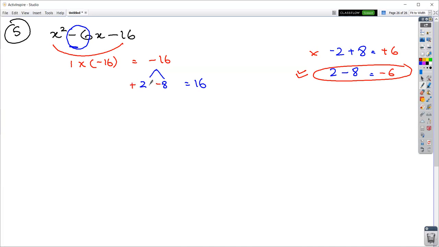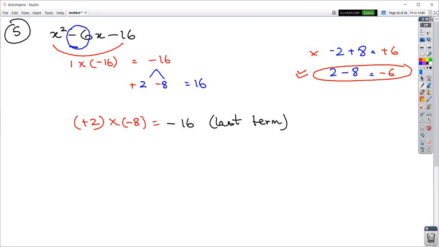When you multiply them together, you would get minus 16. And when you add them together, you will get the middle term, which is minus 6. We're going to check with these numbers now. So when I multiply these two numbers, plus 2 times minus 8, we should get the last term. Positive and negative makes a negative here. 2 times 8 is 16. So I am getting the last term.